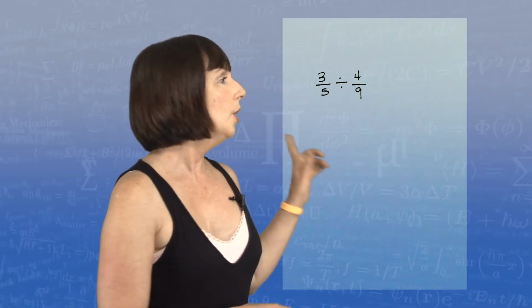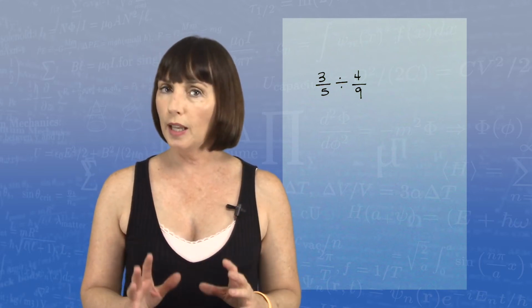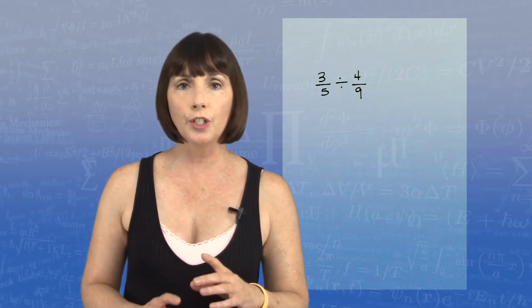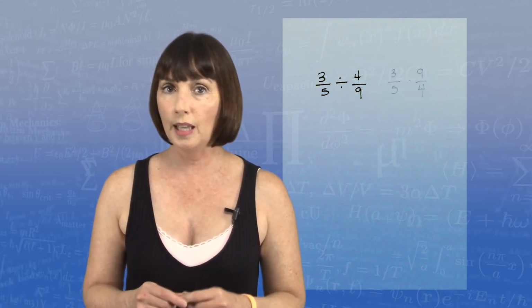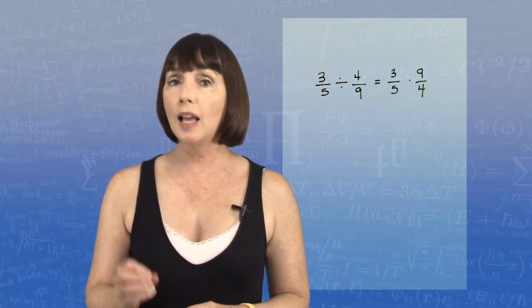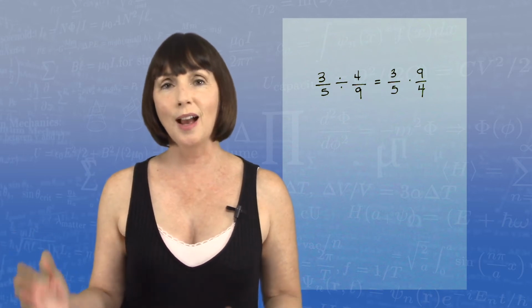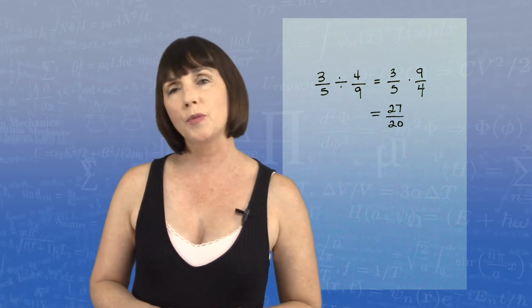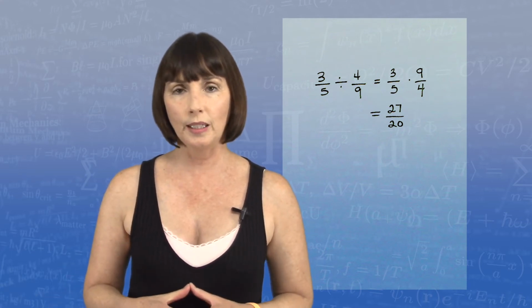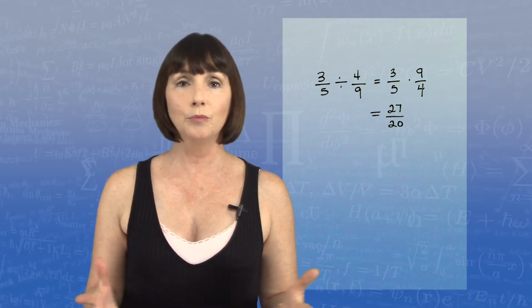Okay, let's do a few more examples. We have 3 over 5 divided by 4 over 9. Now, since we're dividing these fractions, we're going to change division to multiplication and flip the second fraction upside down. So we get 3 over 5 times 9 over 4. Now we just multiply straight across the top and straight across the bottom. 3 times 9 is 27, 5 times 4 is 20, 27 over 20. This is already in lowest terms. There are no common factors, so we're done.